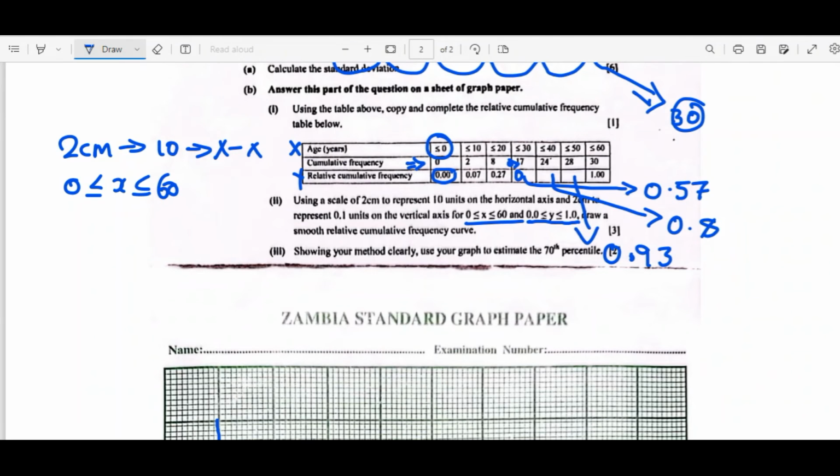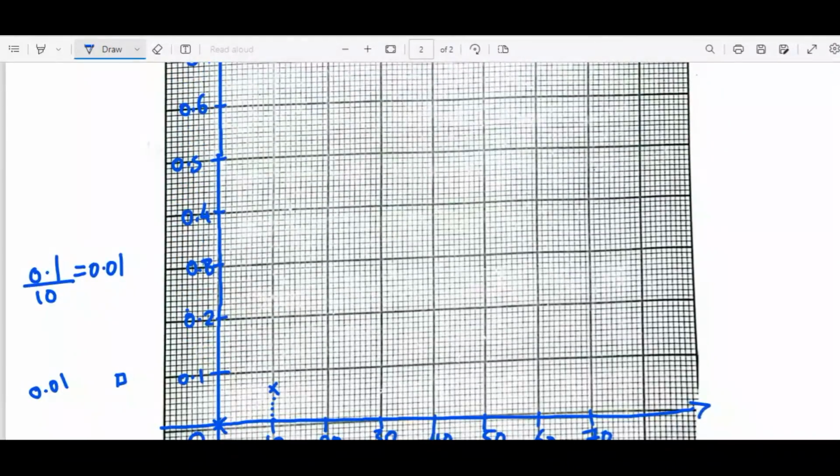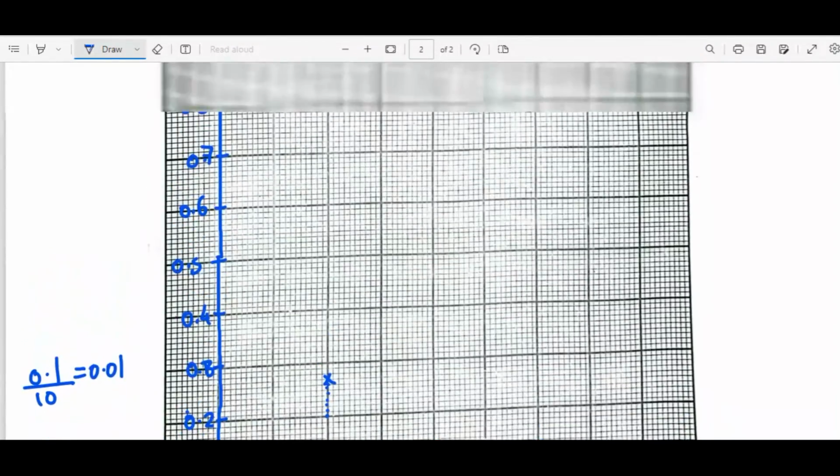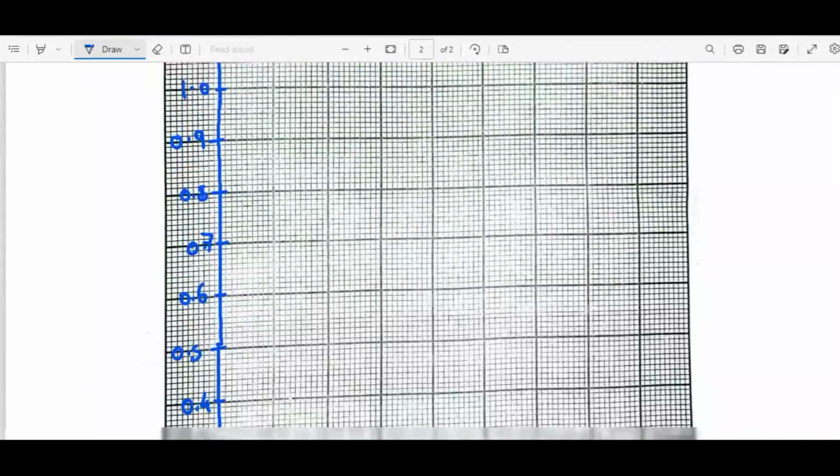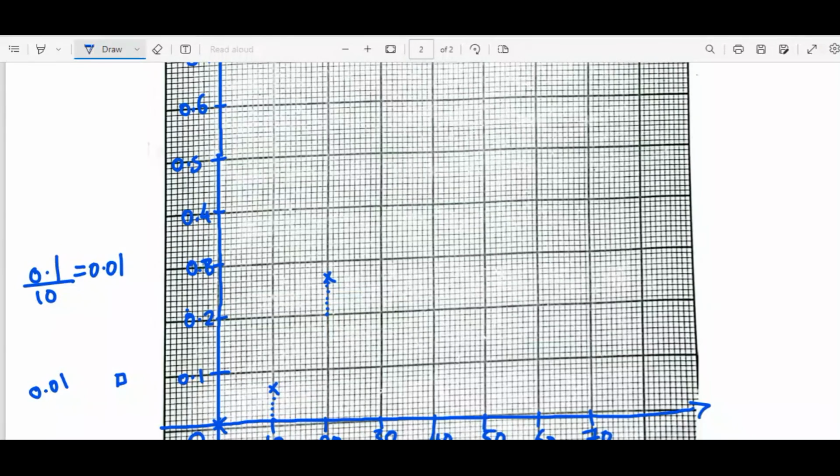Then the second one is 20, 0.27. So 20 is here. 0.27, so 1, 2, 3, 4, 5, 6, 7 here. Then after that we have this one, 30, 0.57. So I'll go in the y-axis where there is 0.5. So 0.57, 1, 2, 3, 4, 5, 6, 7.